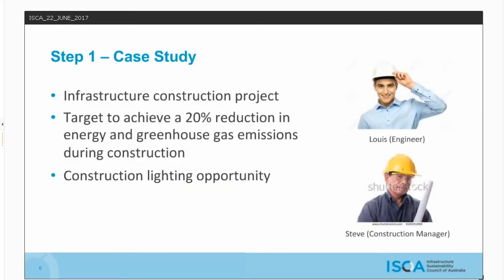Hi, Steve. I've been thinking a bit about how we're going to achieve our sustainability objectives. They're quite ambitious, you know. What are you thinking? Well, we have an objective to improve energy efficiency and reduce our greenhouse gas emissions during construction phase, and the target is a 20% reduction in both of these.